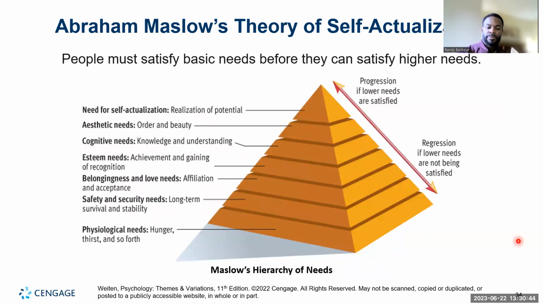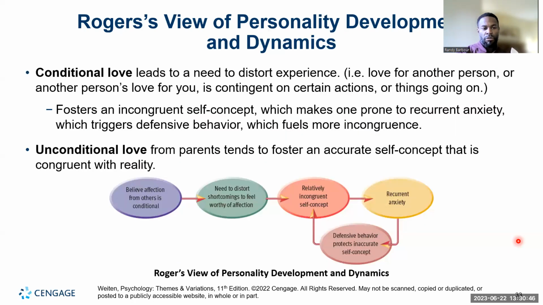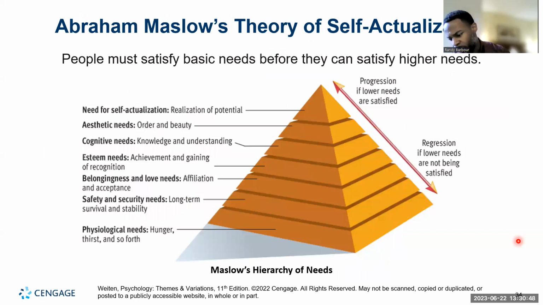All right. So that's Carl Rogers. We have Abraham Maslow, another famous one, one of my favorite psychologists. But he says that people must satisfy their basic needs before they can satisfy higher needs. And what happens if you are satisfying some of your higher needs? You kind of met your basic biological needs.